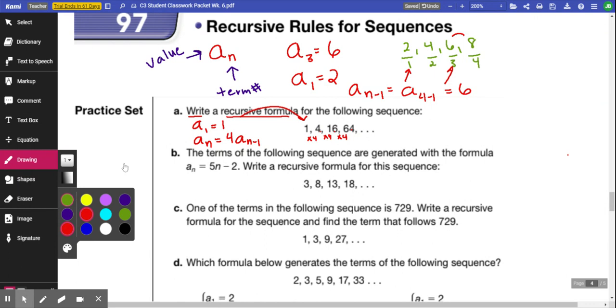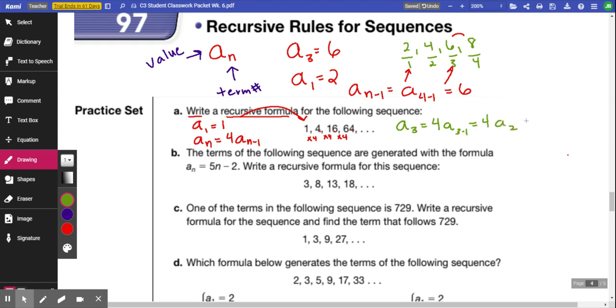All right, so let's test this out. With our sequence here, I want to find the value of the third term. So I'm going to take 4 and multiply that times a with subscript 3 minus 1. Well, 3 minus 1 is the second term of the sequence. The second term of this sequence is 4. So 4 times 4 is 16. So the third term in the sequence has a value of 16. Okay, not so bad once you break it down a little bit.